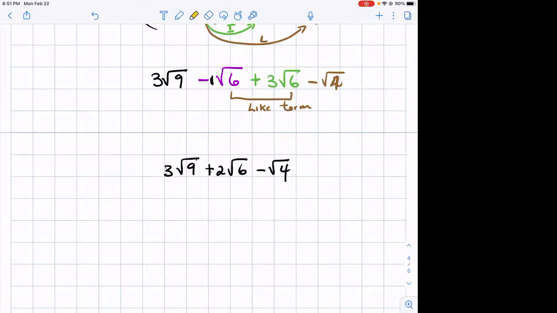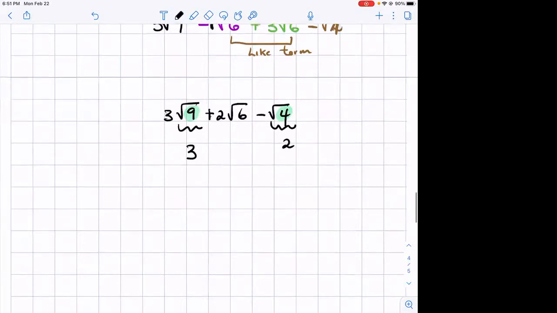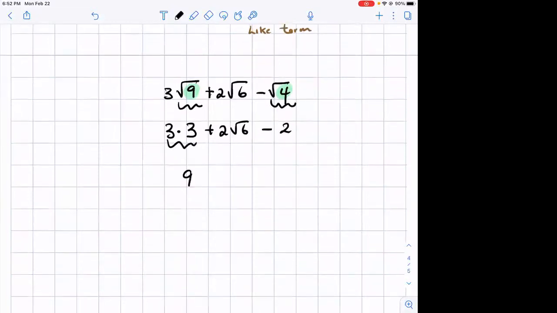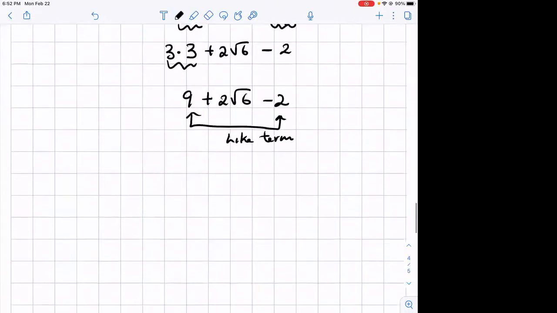And notice that we have perfect squares here, so those can be simplified. The root of 9 we know is 3, and the root of 4 we know is 2. So this becomes 3 times 3 plus 2 root 6 minus 2. 3 times 3 is 9, so 9 plus 2 root 6 minus 2. And then once again, we have some like terms. So finally, we have 7 plus 2 root 6. Here is our final answer.